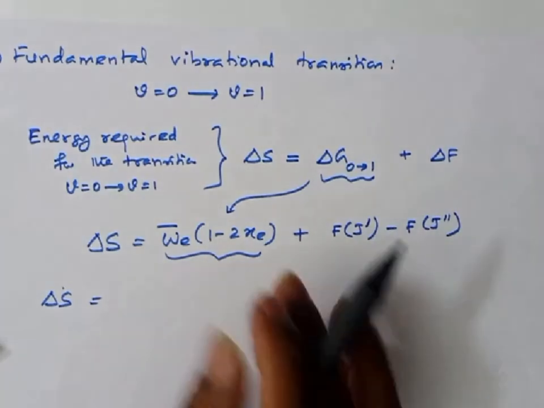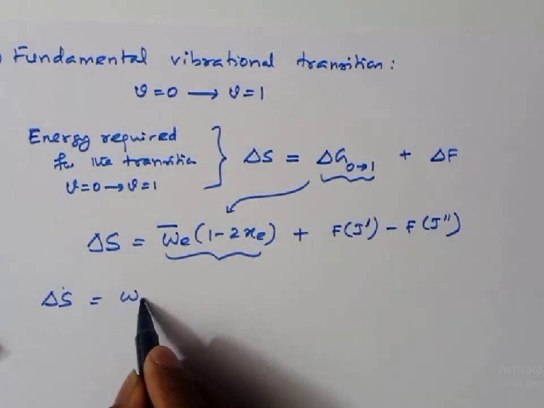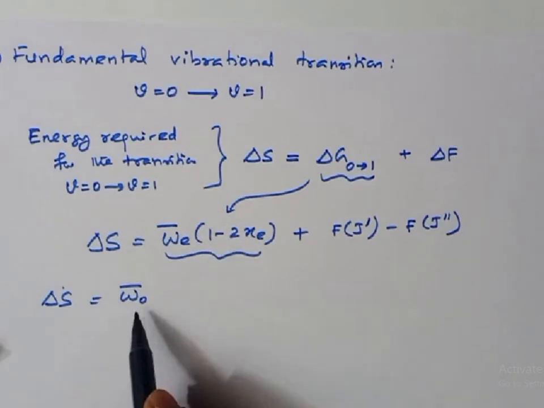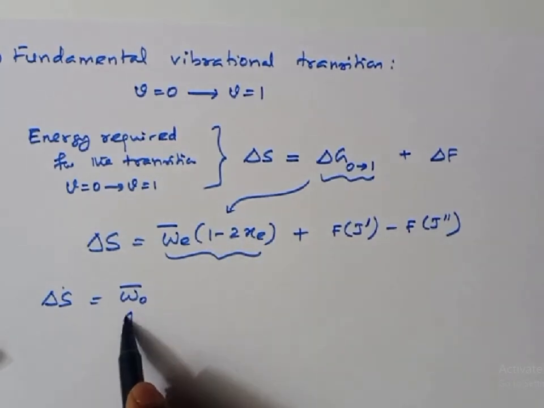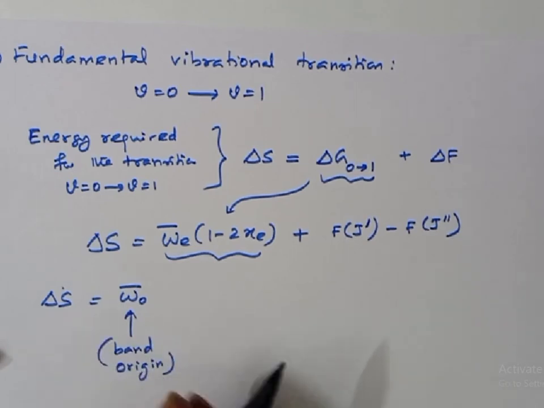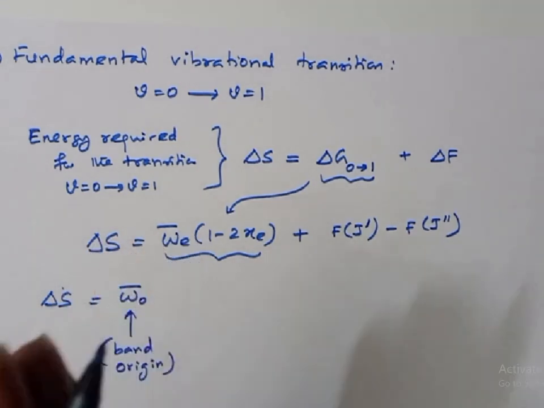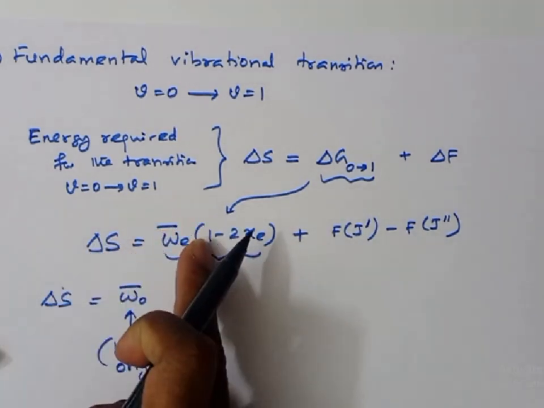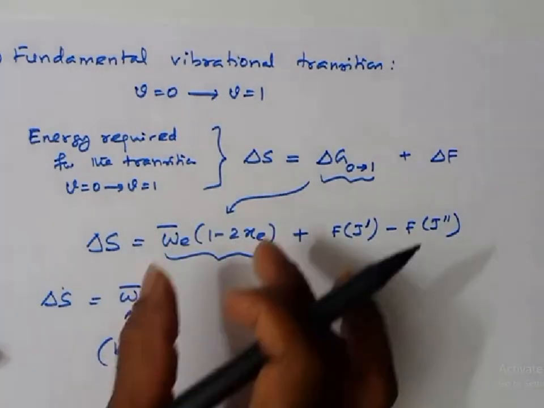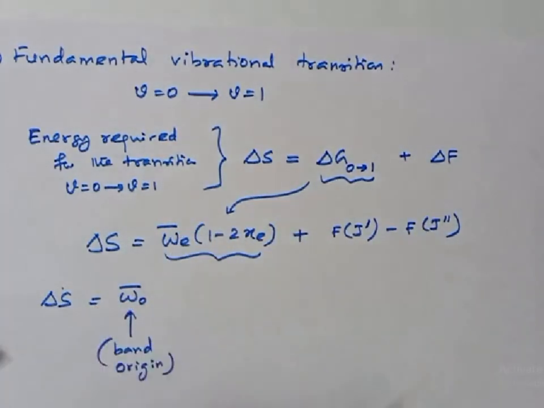This quantity is a constant, so let me represent it as omega naught bar. This entire quantity, I'll replace by omega naught bar. I'm going to call this the band origin. It is the origin or the center for the fundamental vibrational transition. So let me take this value as omega naught bar.